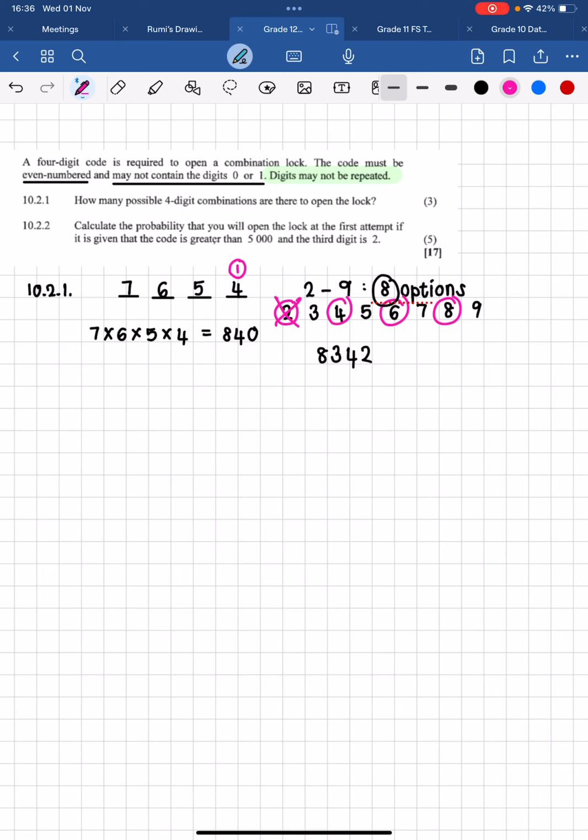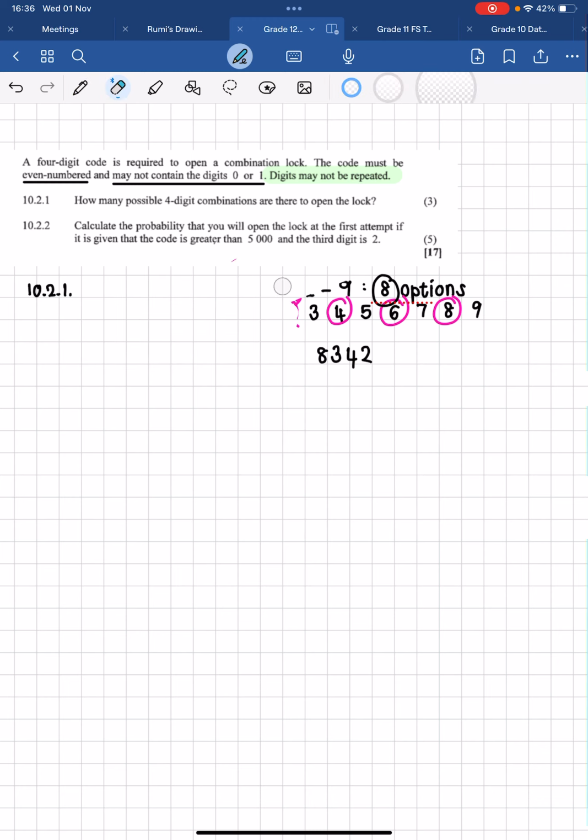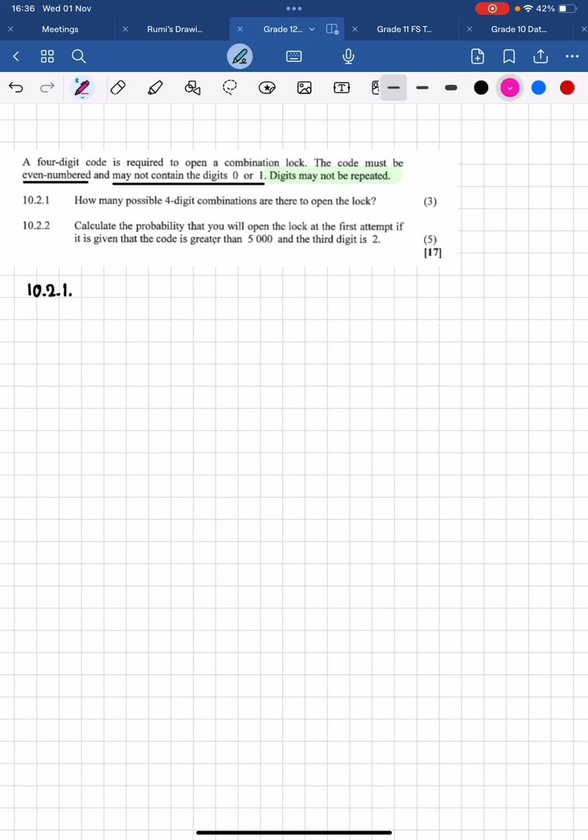Very confused. Okay, should we start again? Let's start again. I'm going to erase everything. I'm going to start from scratch. All right, let's focus on getting these 3 marks, guys. We don't have to worry about the other 5. All right, we are just going to start from scratch.